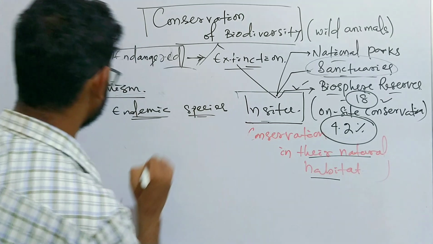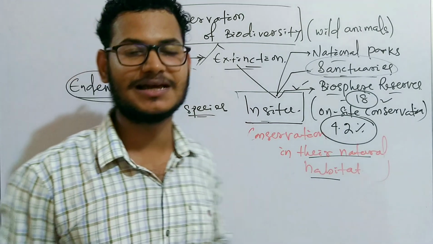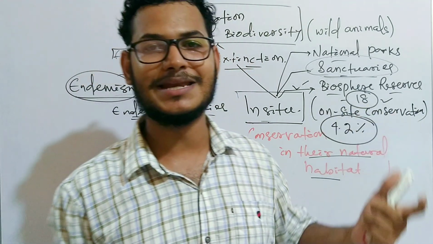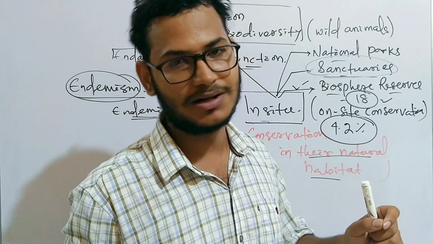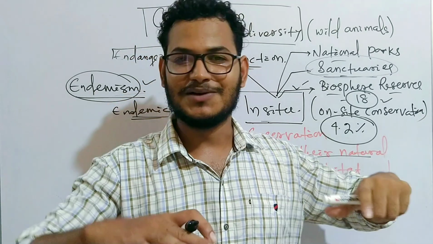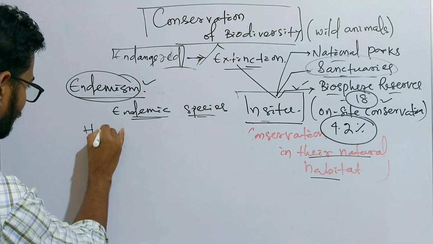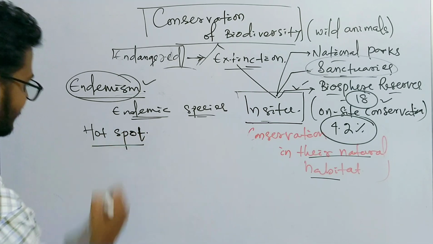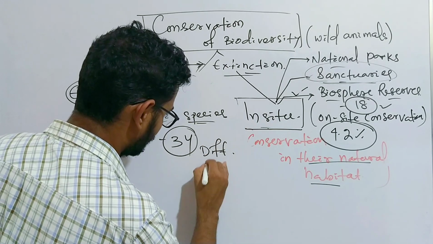So endemic species or endemism makes a specific area a hotspot, because in that particular area a specific type of animal is found, and in other areas of the earth that specific animal is not found. So if that animal goes extinct from the region, then it will go extinct from the world, right? So that is why the concept of hotspot developed, and on earth there are 34 different hotspots.